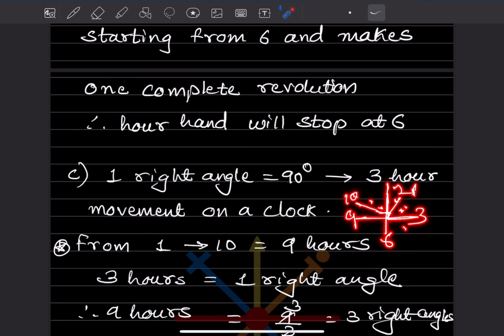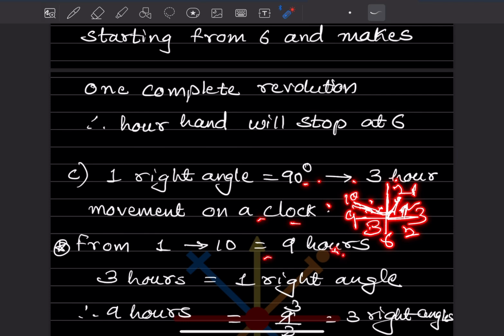So here, from 1 to 10, one right angle is 90 degrees, which means a 3 hour movement on a clock. From here, this is 1 less and this is 1 more, so 1, 2, and this is going to be 3. Now see here, whatever is 1 more is here. So it is going to be a 3 hour movement on a clock. So 3 right angles it is going to be here.